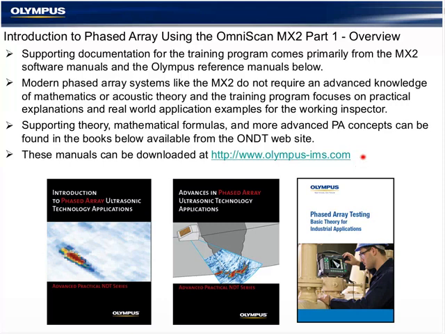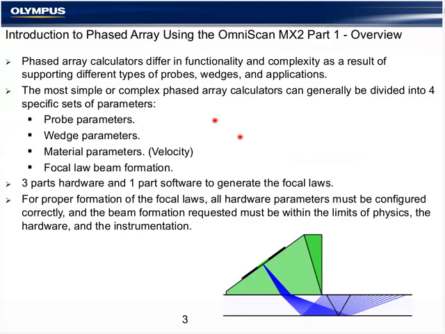Most of what we're going to be learning are practical examples and a working man's version of conventional UT transitioning to a single group phased array instrument. We're going to be talking today about some of the hardware and software used to develop the phased array, and we divide these into 4 specific groups. 3 parts hardware: the probe, the wedge, the material, and 1 part software, the focal law.